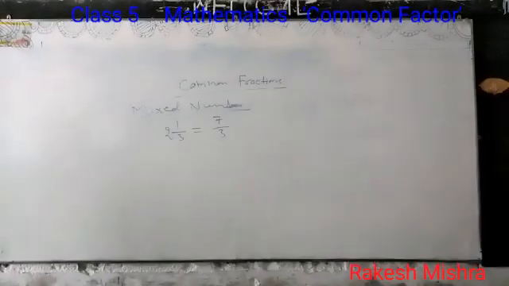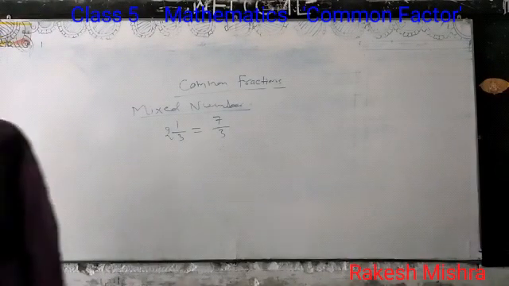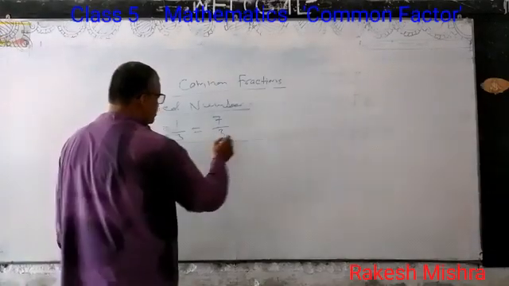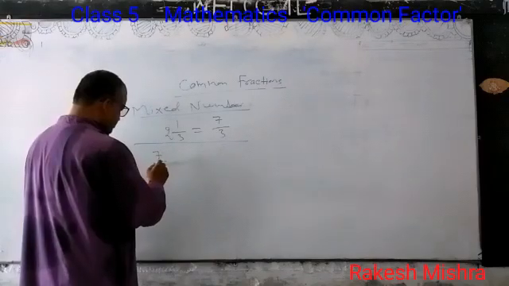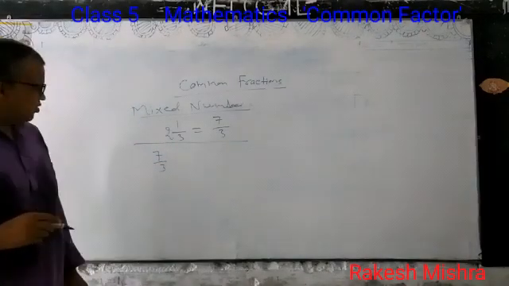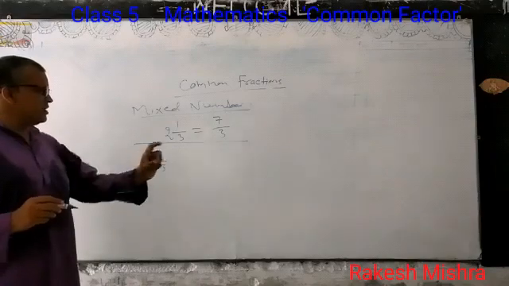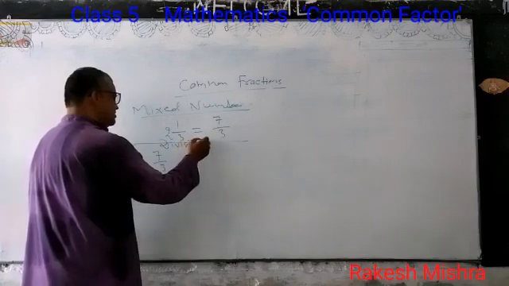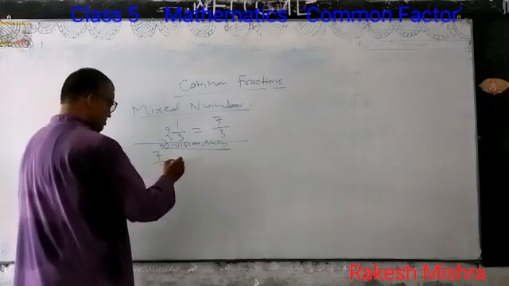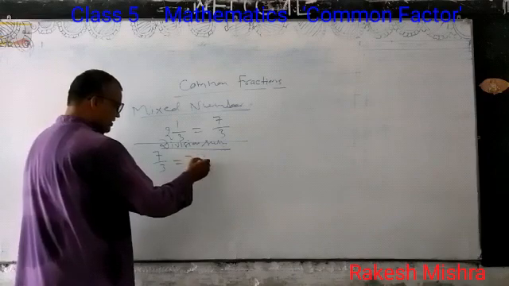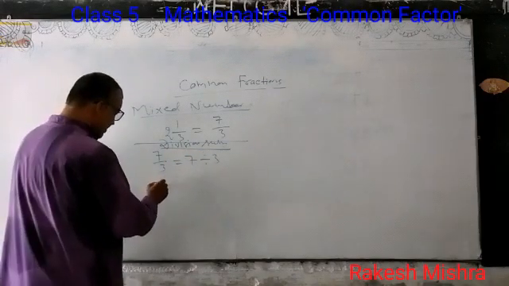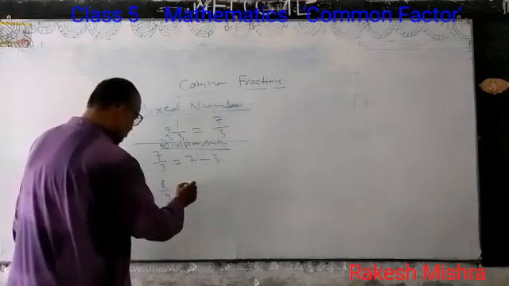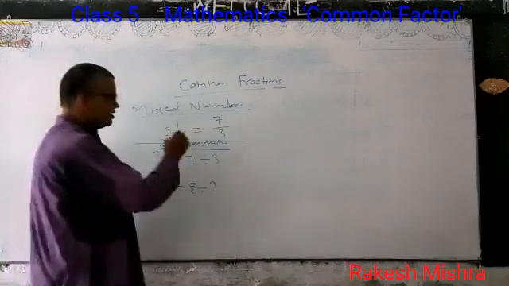Now we should know fraction as a division. How? Suppose here we have 7 by 3. We have to write it as division sum. How? 7 divided by 3. More example, 8 by 9. We have to write it as division sum. How? 8 divided by 9.